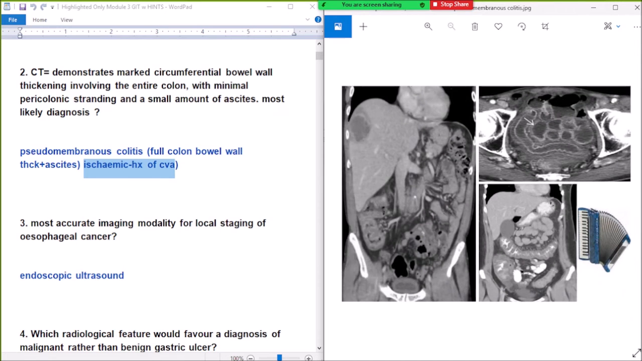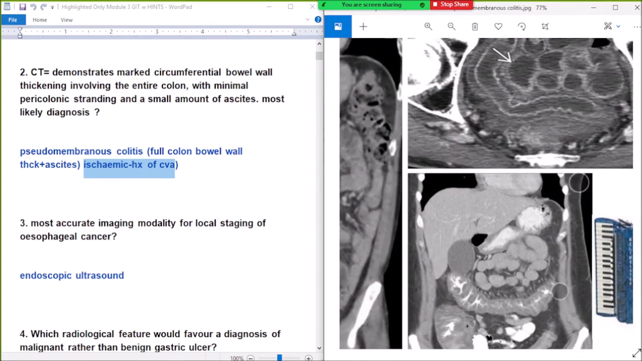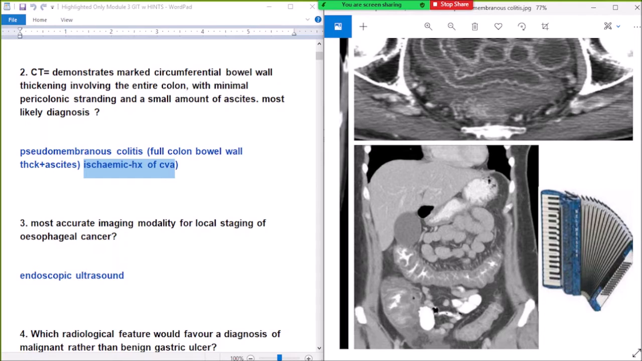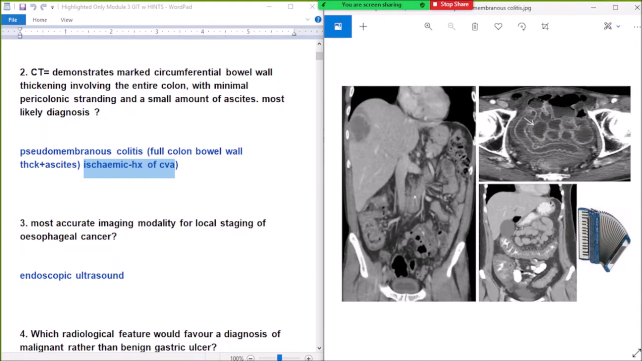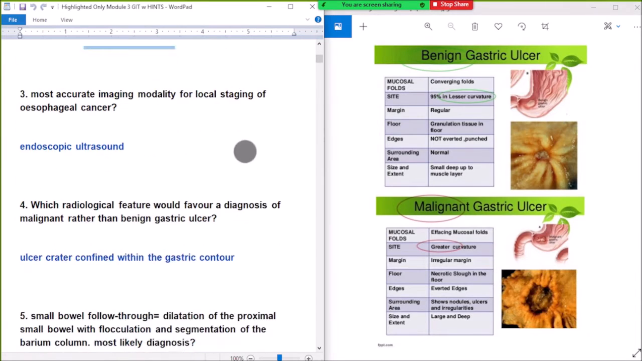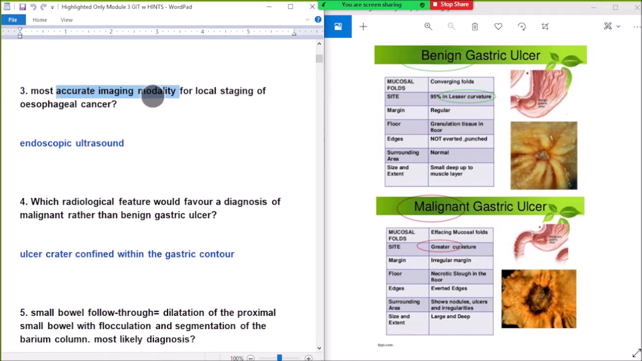Okay, accordion sign इसको कहते हैं. You call it accordion sign in pseudomembranous colitis. This is radiation colitis, thickened bowel wall loops after radiation. Question number 3. Most accurate imaging modality for local staging of esophageal cancer: endoscopic ultrasound. For esophageal cancer staging, we do endoscopic ultrasound for local staging.